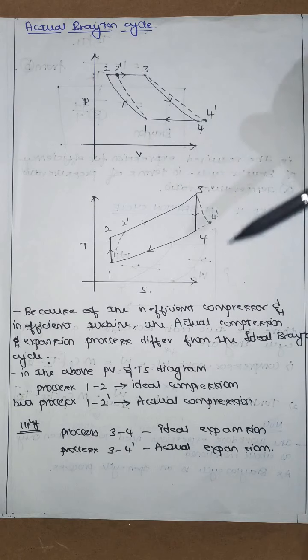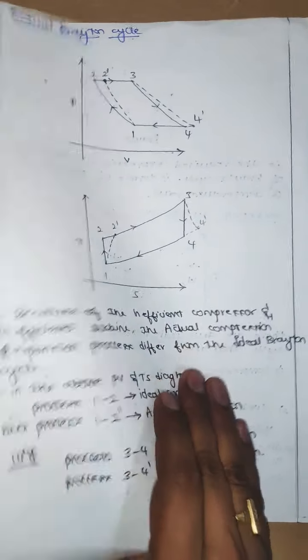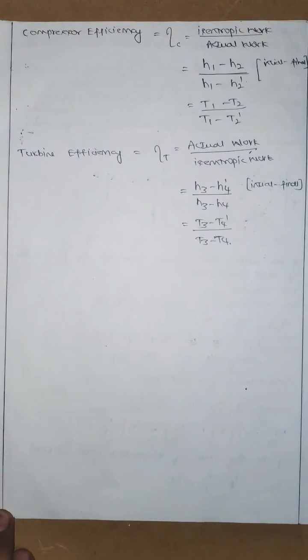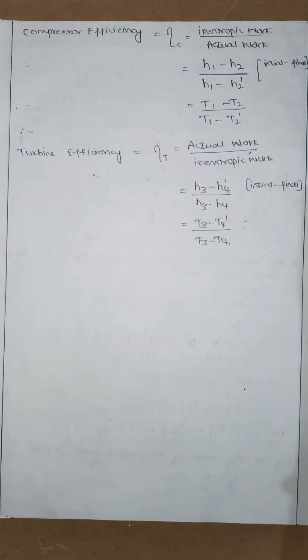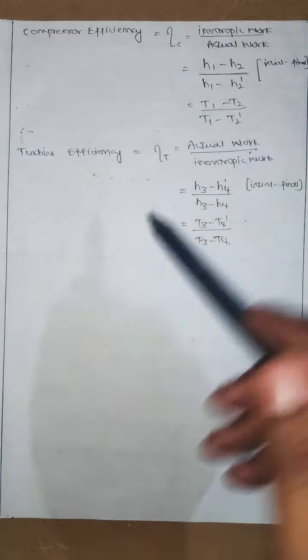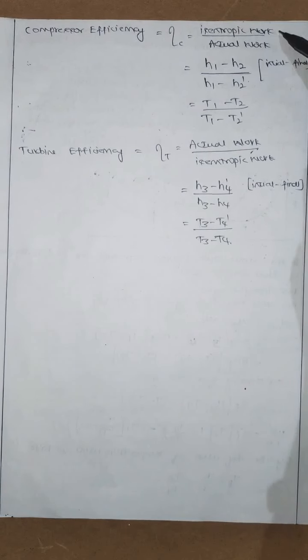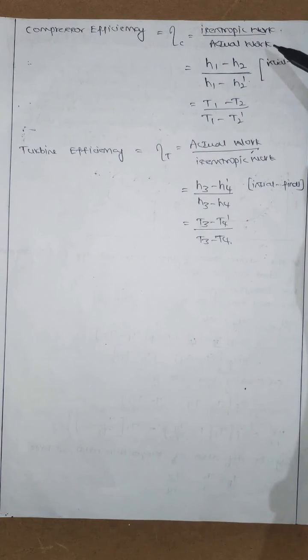Clear? So that is all the description given below. You just take it down. After that, here we'll be defining the compressor efficiency as well as the turbine efficiency. Now remember, the compressor efficiency is given by isentropic work, which is the ideal work, divided by actual work.